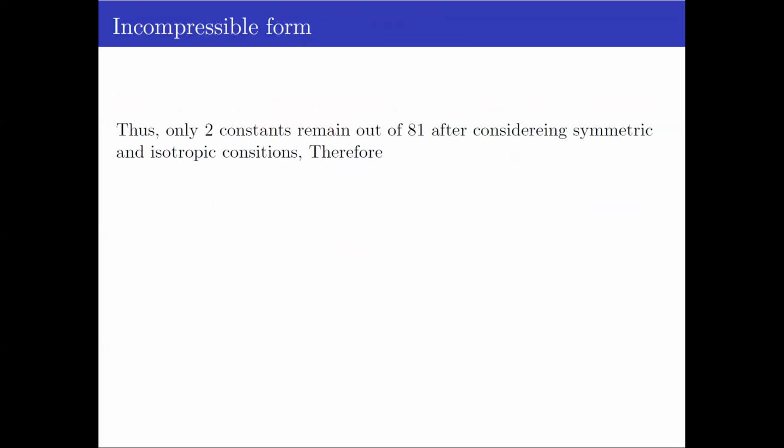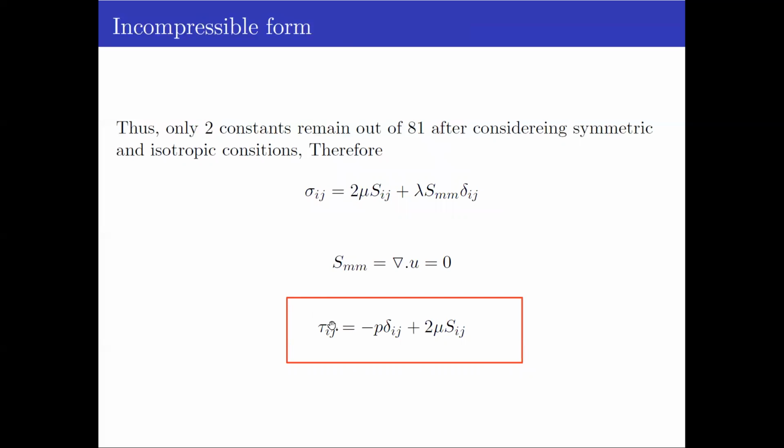So we have only two constants, lambda and mu, out of 81 components if we have the isotropic and symmetric case. Therefore, we can write sigma ij equals 2 mu Sij plus lambda Smm delta ij. And this is further simplified for an incompressible case because in that case the continuity equation gives Smm equal to 0. And this will be the final shear stress form. In the next video, we will discuss the Reynolds stress and how that is related to the molecular stress.